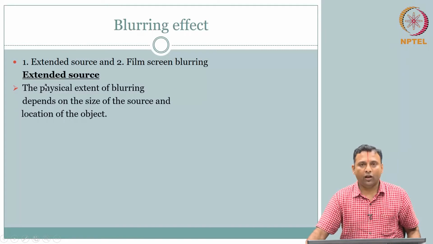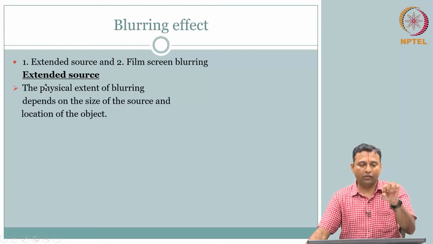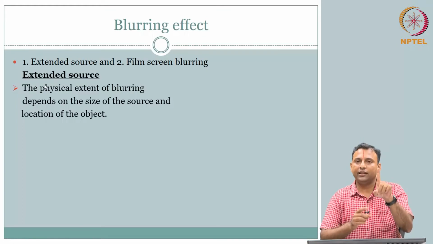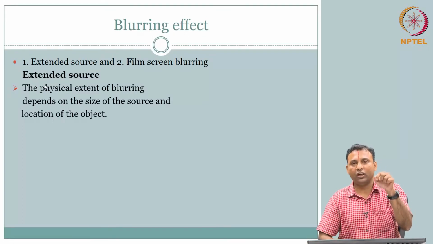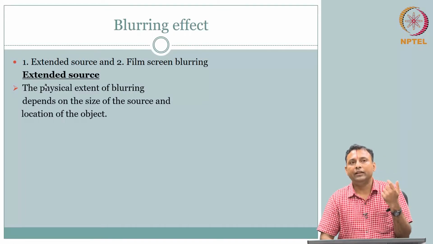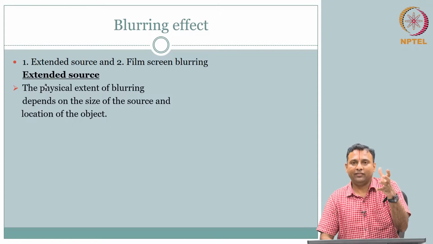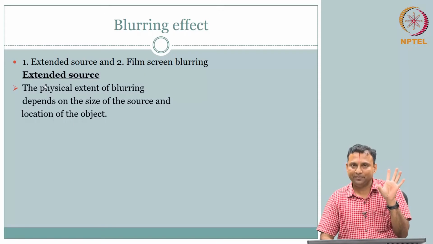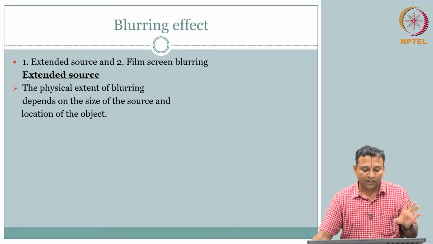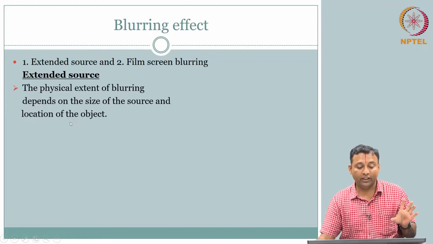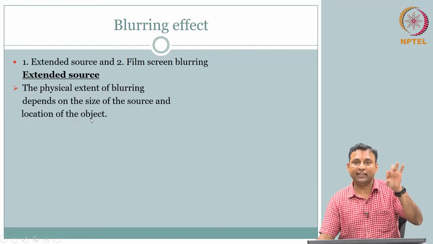So, now we need to account for what if that is not a point. Just think about it. If it is not a point, what else can it be? Oh, it can be a line. It can be an area. So, instead of a point, it can have some geometry. The physical extent of blurring depends on the size of the source and location of the object. So, this is the size of the source.